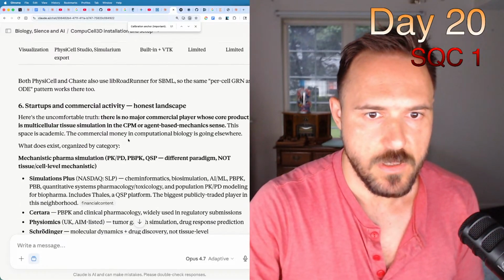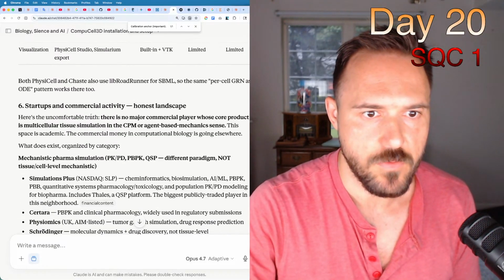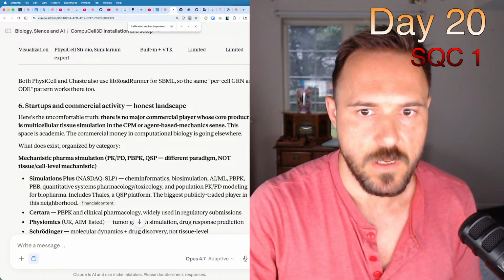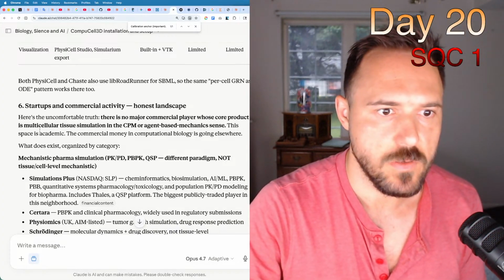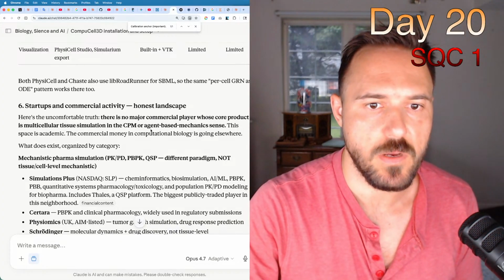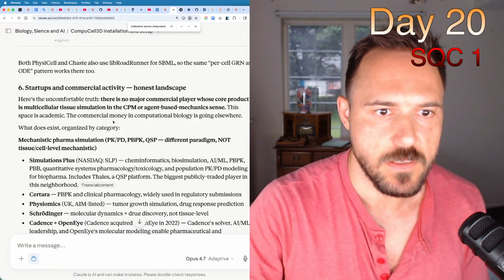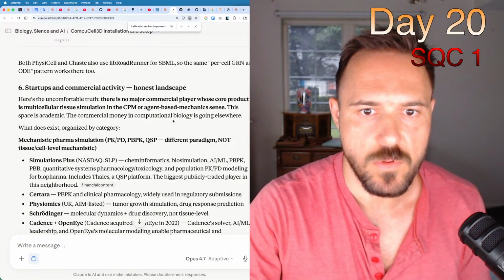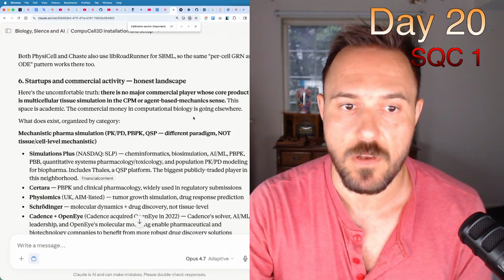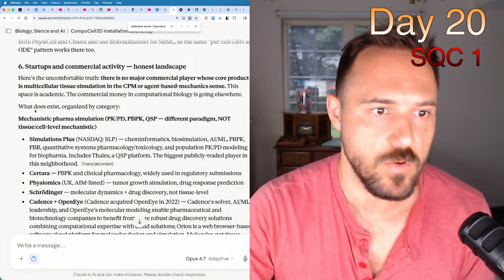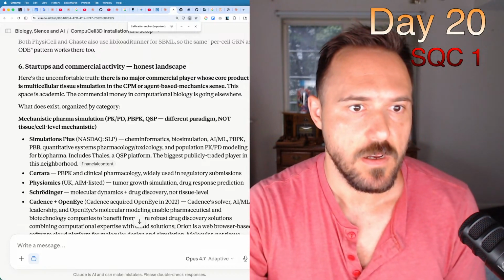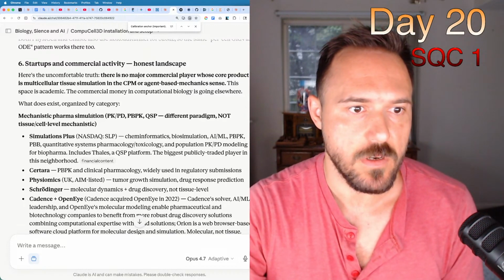Startups and commercial activity: the landscape here is uncomfortable. There is no major commercial player whose core product is multicellular tissue simulation, CPM or agent-based mechanistic. This space is academic. The commercial money in computational biology is going elsewhere. Yep, good. What does exist? Organized by category.